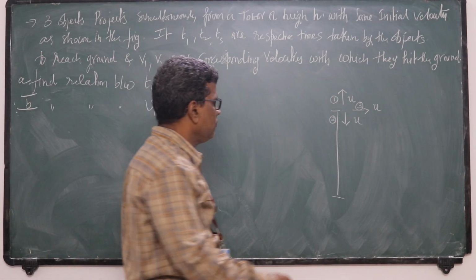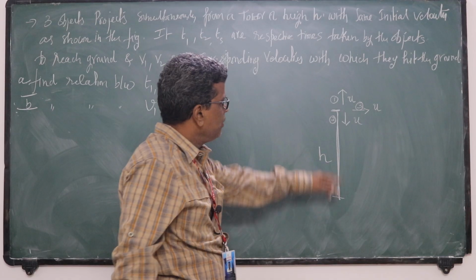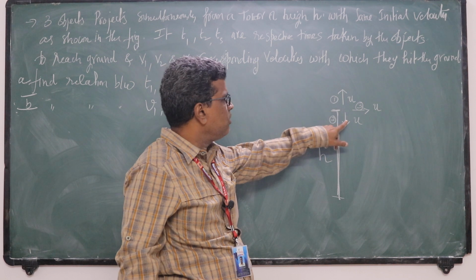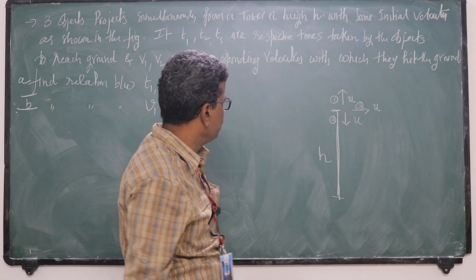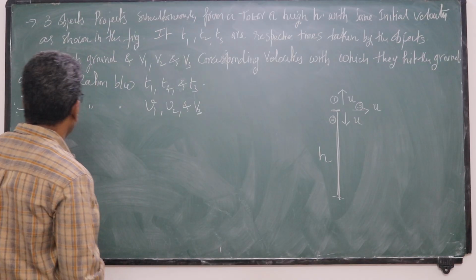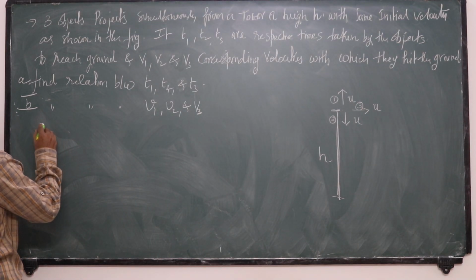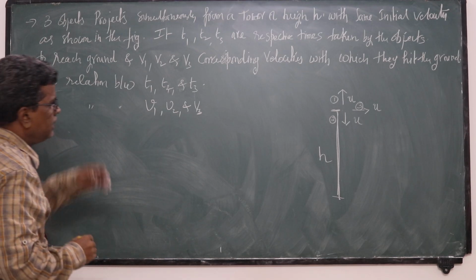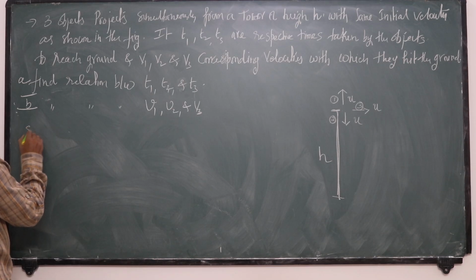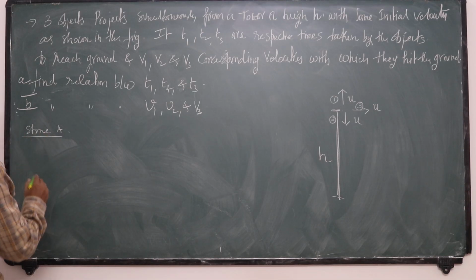So from a tower of height h, 3 objects are projected. One is projected vertically up, the first body, with velocity u. For that body, how much time will it take? Time taken to hit the ground, so you have to use the height of the tower formula. So h is equal to, apply for stone A, object A, let it be.